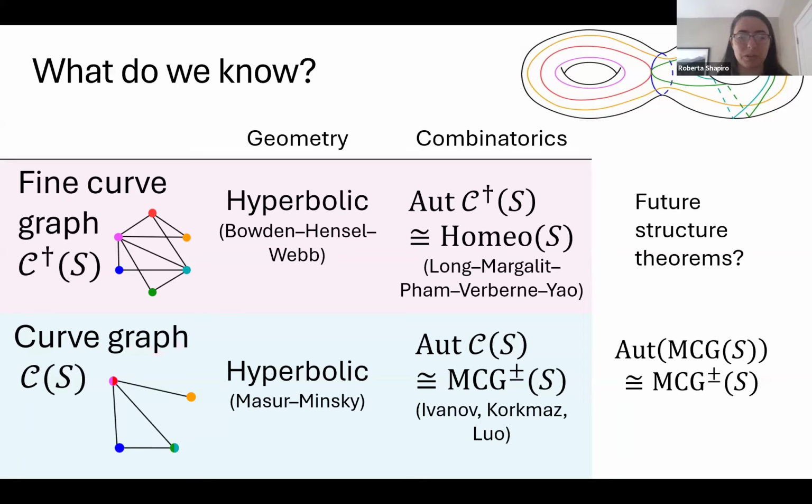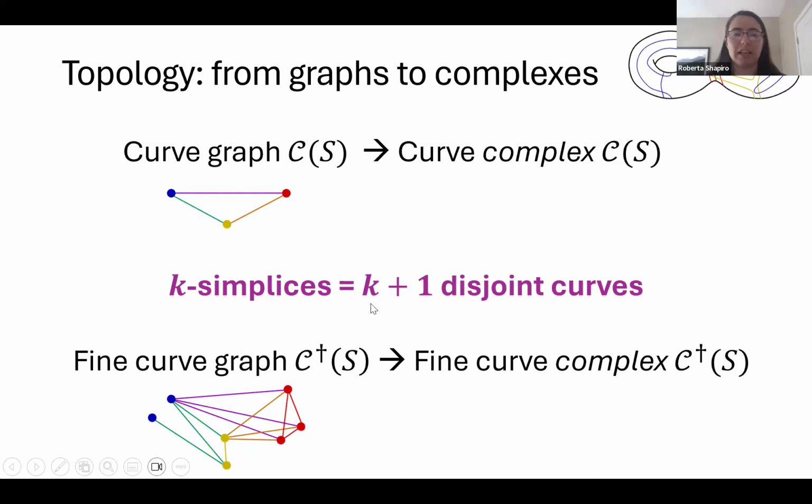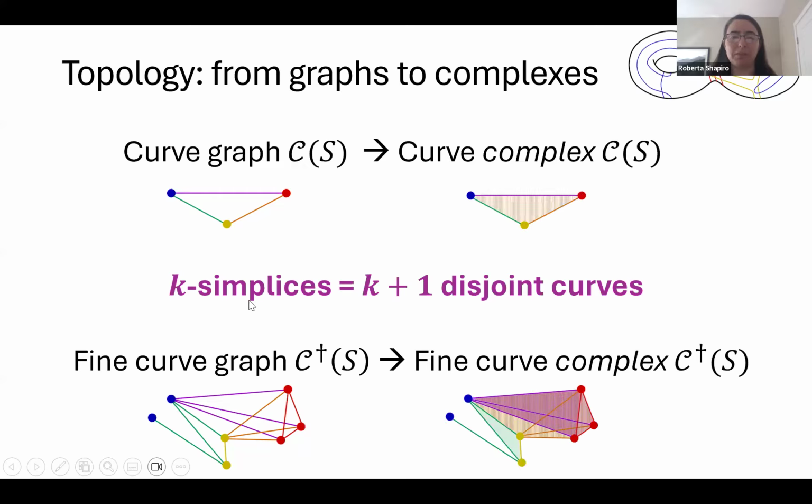That's kind of boring. So what we're going to do is soup things up and create higher dimensional simplicial complexes from our graphs. How are we going to do that? Well, we're going to start with our graphs, and whenever we see k+1 disjoint curves or disjoint homotopy classes, we're going to fill them in with a k-simplex. So visually, that might look something like this.